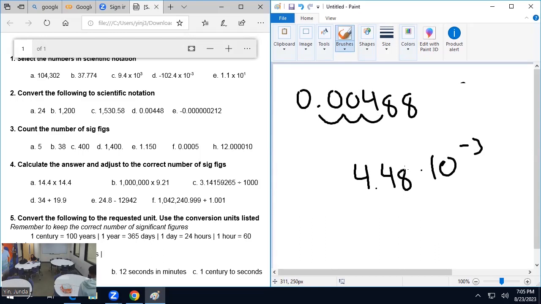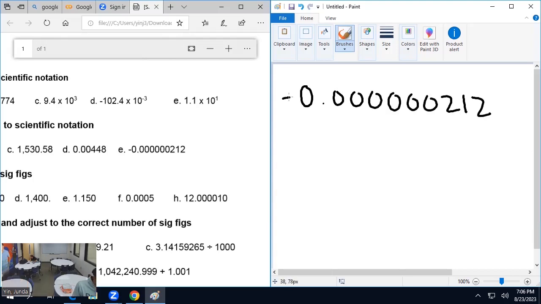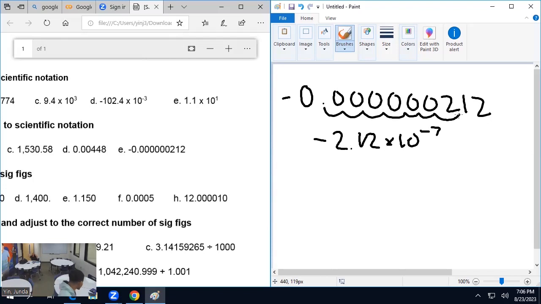All righty, last one. It is 4.60, right? Yeah, 6 zeros after the decimal. Negative 2.12 times 10 to the negative 7. That is correct. Nice. 1, 2, 3, 4, 5, 6, 7, and to the negative 7. That is correct. Awesome. You're doing great.